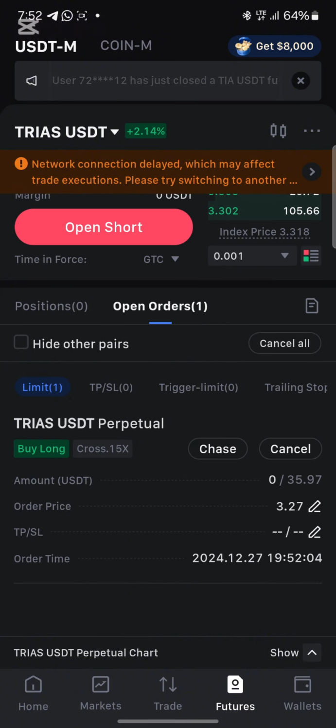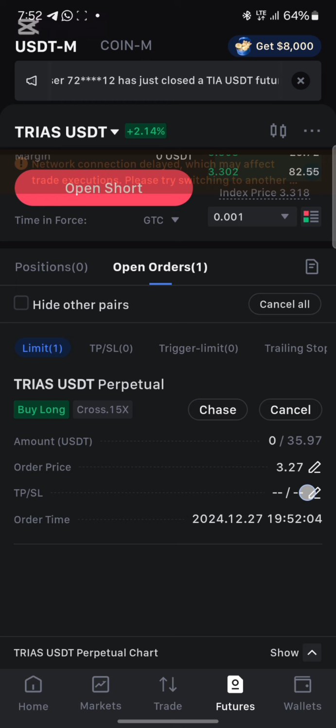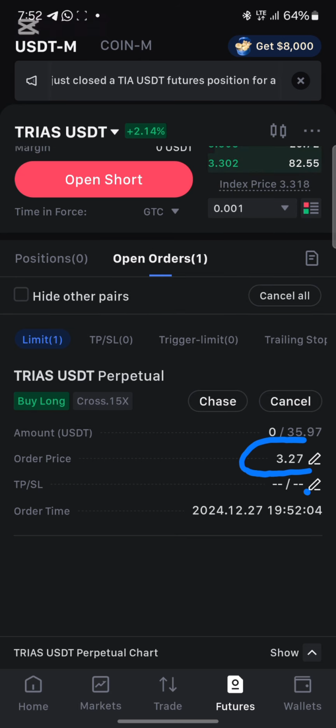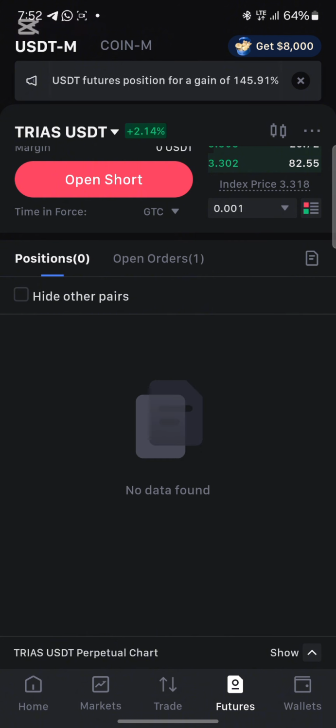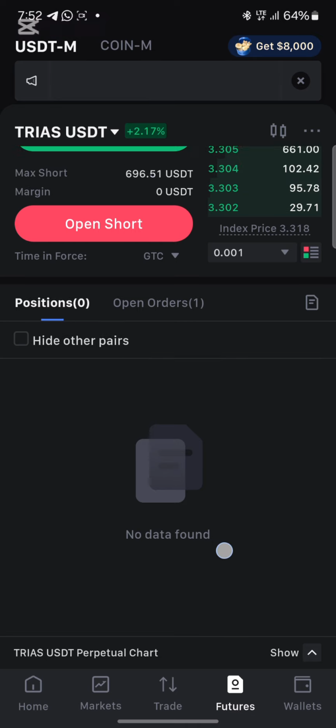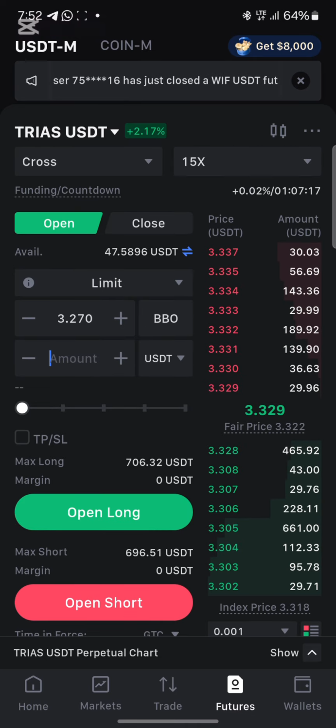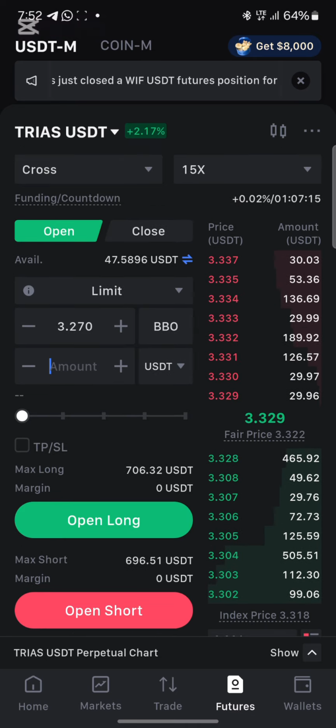This order will only trigger when the price of Thrice gets to this price, 3.27. So that is when it will trigger, and you will see it here reading. This is when it will enter into position. So because it has not triggered, I don't have any position yet. So you have to note that very well.